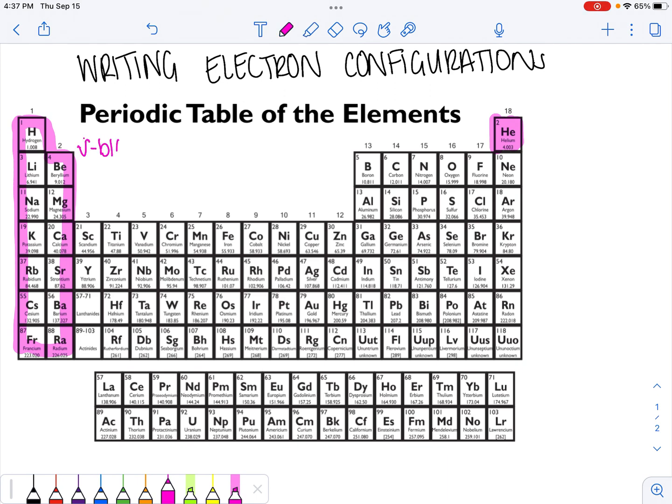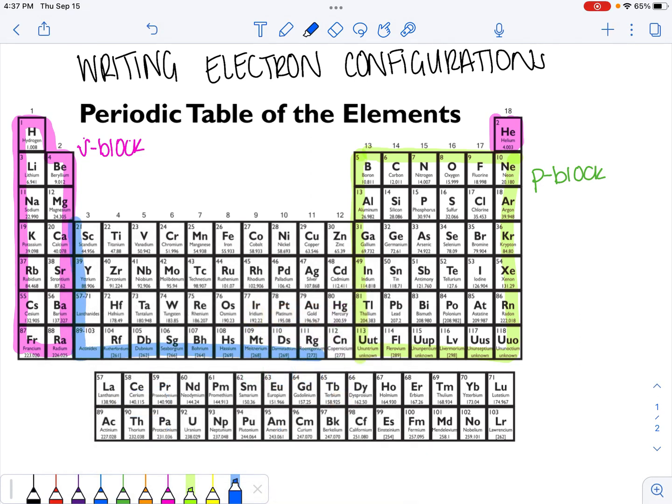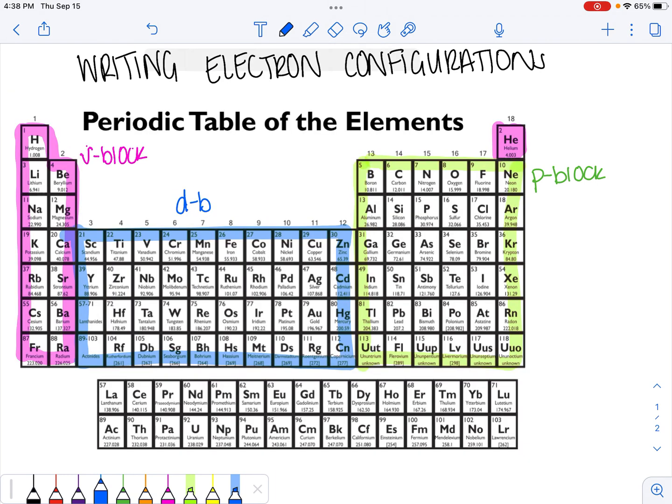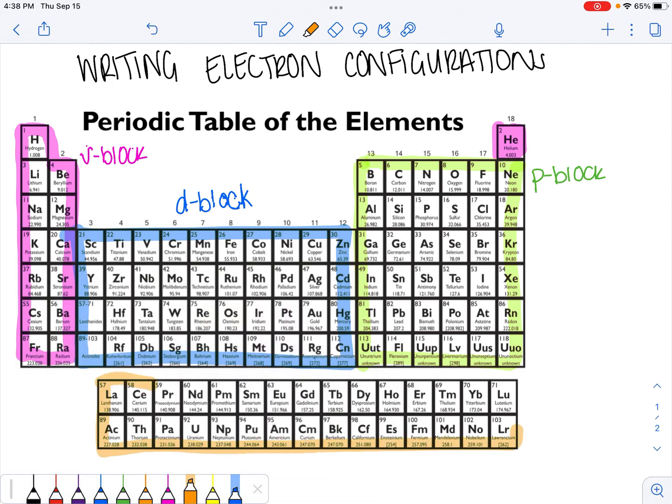Oops, sorry, my pen's running low. S block, okay. Then over here, these last 6 groups of the periodic table correspond to our P block. The transition metals right here correspond to our D block. And then at the very bottom, these bottom 2 rows down here, these are going to be our F block elements.